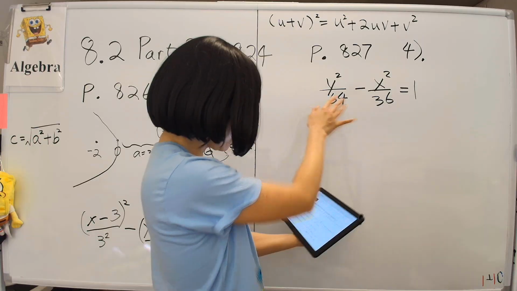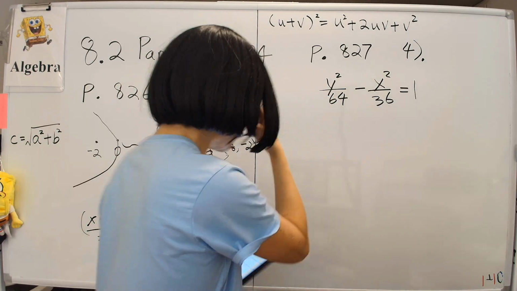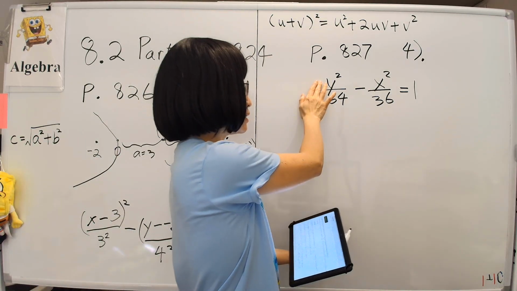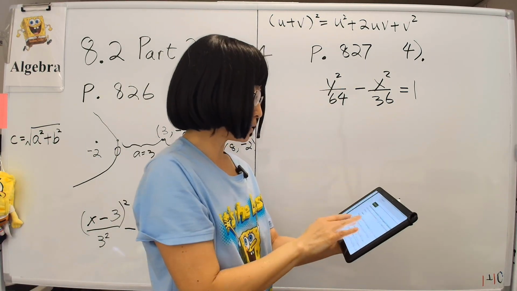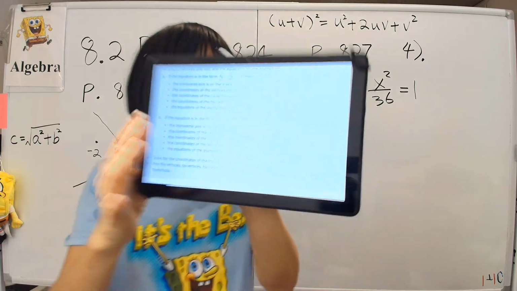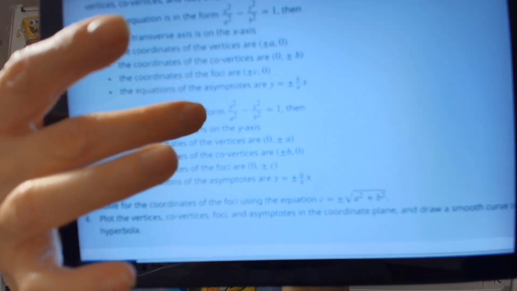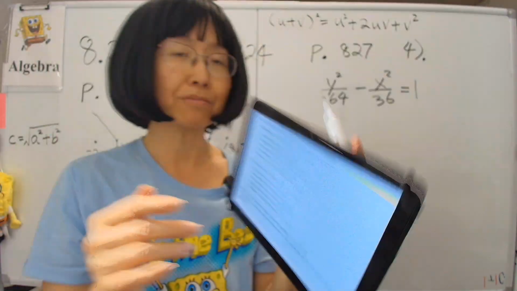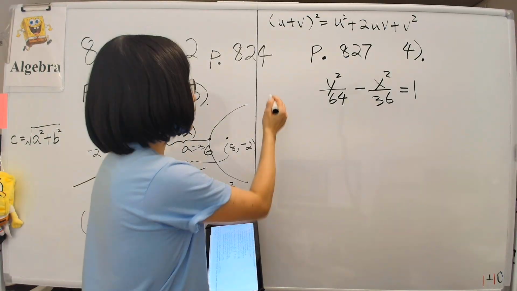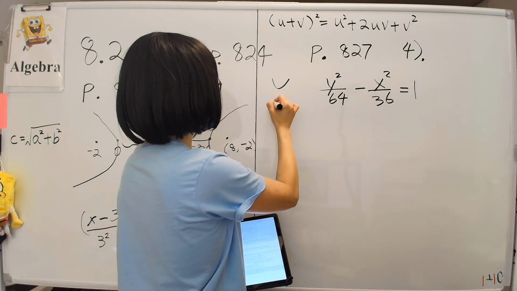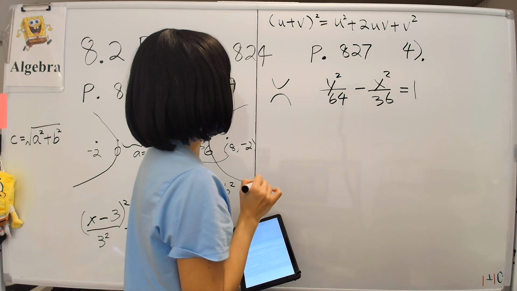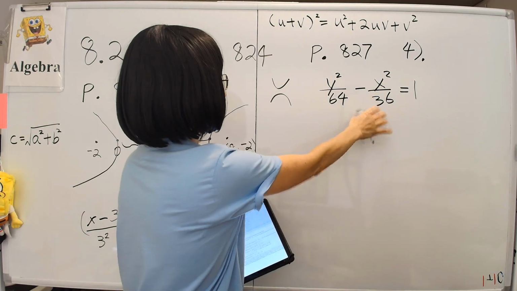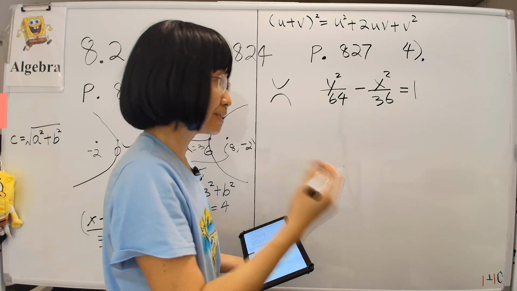I have it written down here. Y squared over 64 minus x squared over 36 equals 1. Being that y is the positive one, we know that this is one of those up and down hyperbolas. Like it says just above the problem, if y squared over a squared is positive, then you know that this is the vertical one. The hyperbola looks something like that, and the question is exactly how much it opens. It is centered at the origin because we don't see any h or k here, meaning that they are 0.